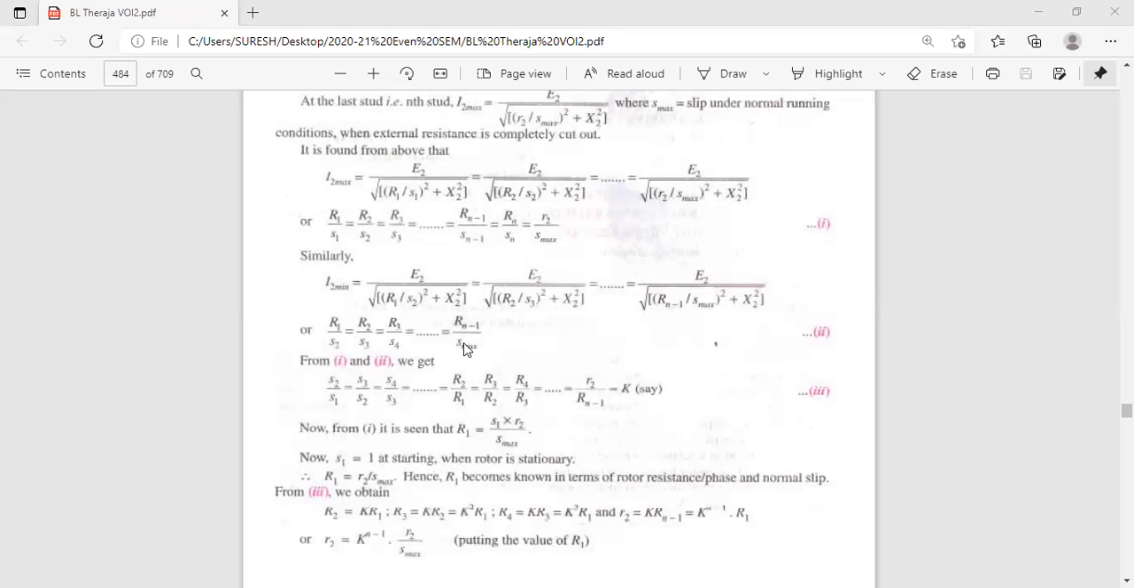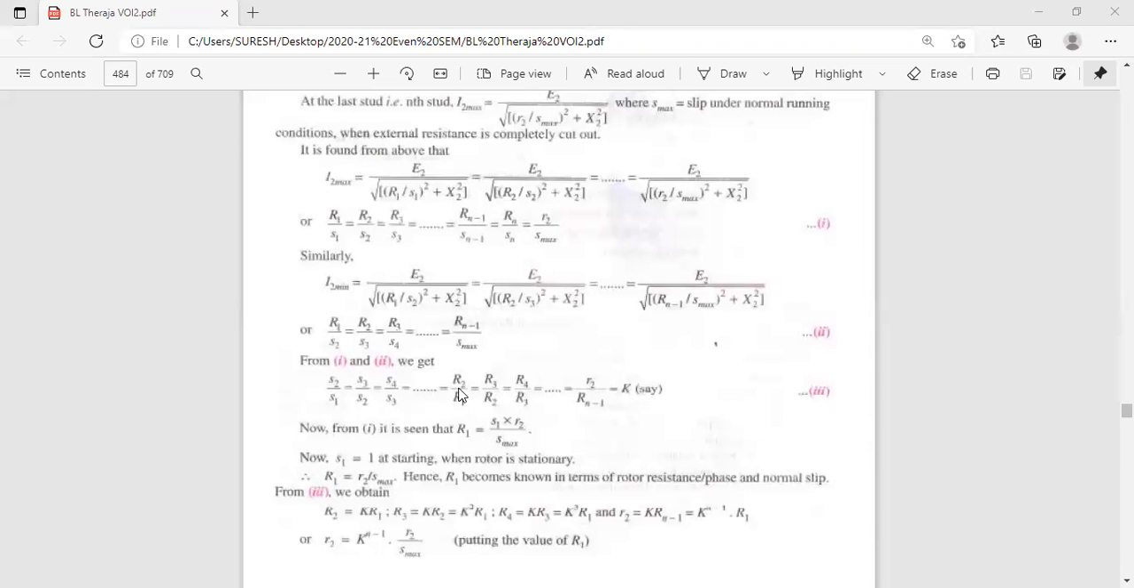Now compare S max terms in equation 1 and 2. Here S max is there, here S max is there. We will get R2 by Rn minus 1. That is equal. I am equating all these terms as K. I am assuming all these terms as K.